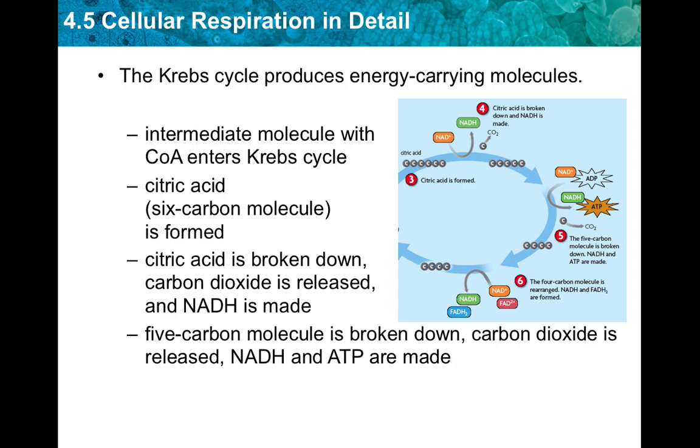The 5-carbon molecule is broken down by an enzyme. A 4-carbon molecule, NADH, and ATP are formed. NADH leaves the cycle and CO2 is given off as waste again.